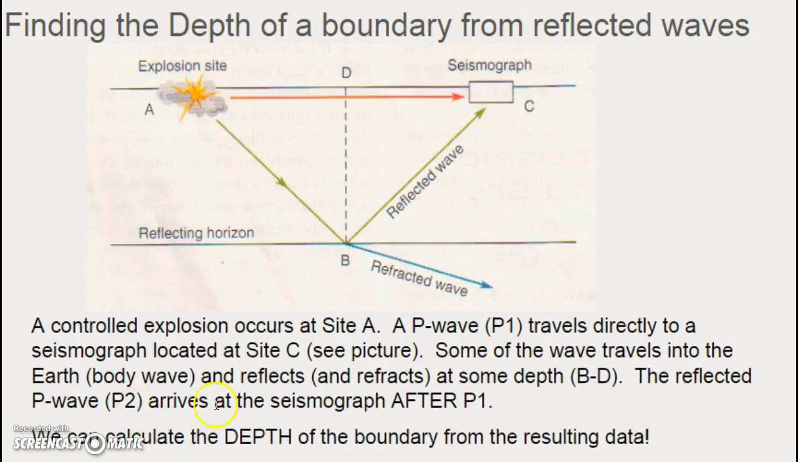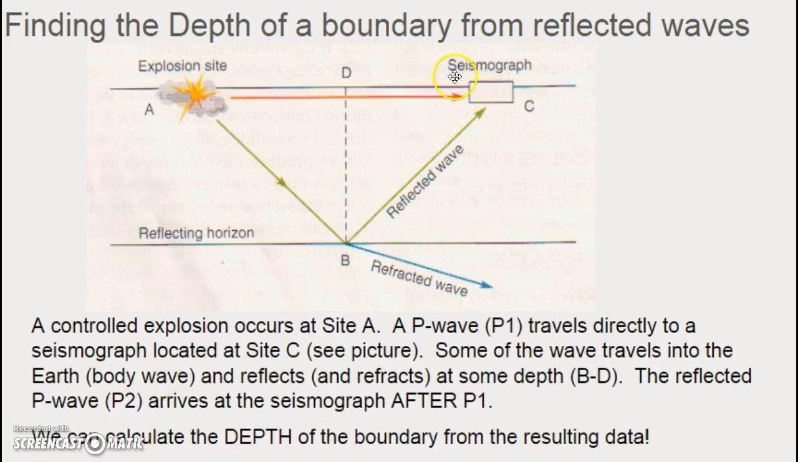The reflected P wave arrives at the seismograph after P1. So we're going to call this P2. We'll call this one P wave. Primary wave 1 arrives first. Primary wave 2 reflects, arrives after. And we can calculate the depth of the boundary from the resulting data.